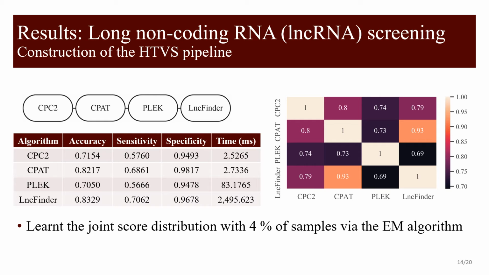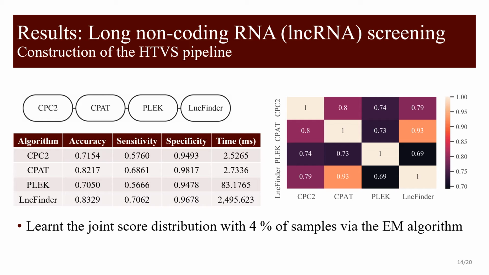CPAT was the second best performer in terms of accuracy and sensitivity and recorded the best specificity. CPC2 and PLEG were the third and worst performers in terms of accuracy, sensitivity, and specificity, respectively. CPC2 and CPAT were not only computationally efficient but also highly accurate compared to the worst performer PLEG. Based on the evaluation result, we set the LNC Finder as the final stage and constructed a basic HTVS pipeline structure as shown in the upper left figure.